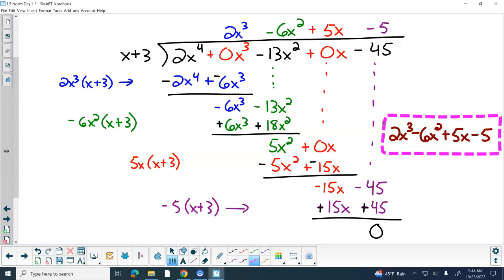Shouldn't it be minus 15? Oh, yep, 15. Correct that one there. In all 3 spots, I forgot the 1. Is that what you were going to say, Ryan? Yeah. Yep.